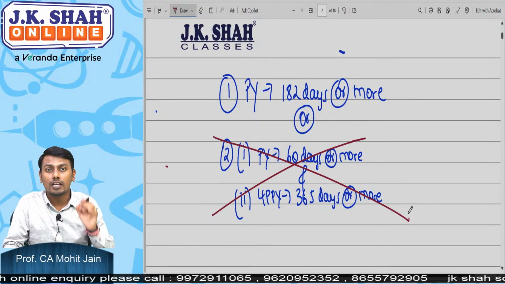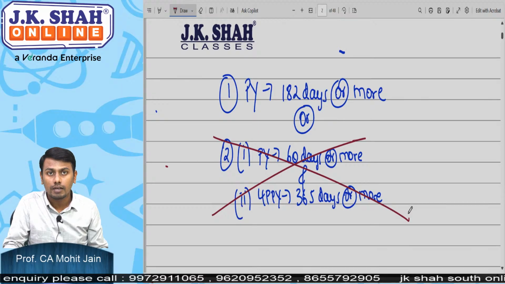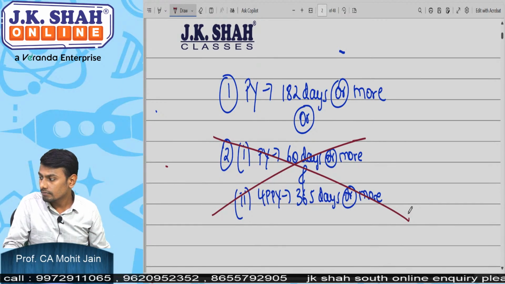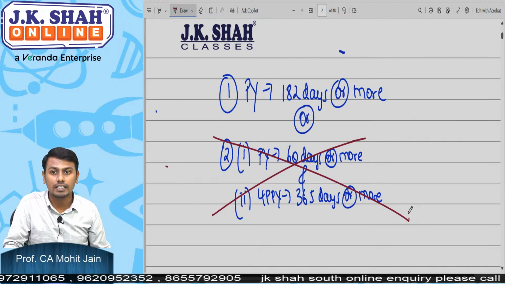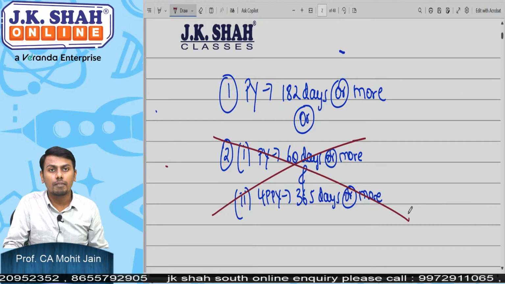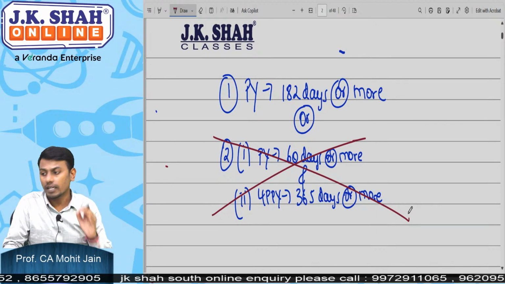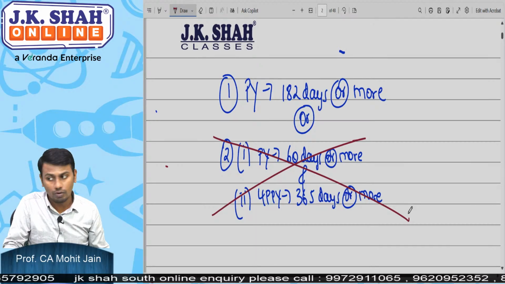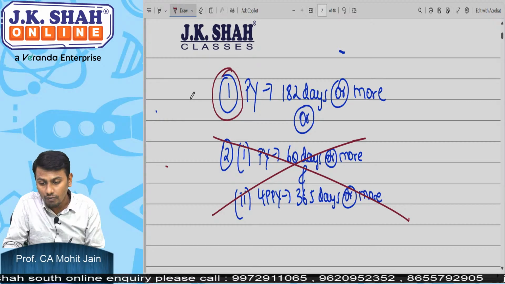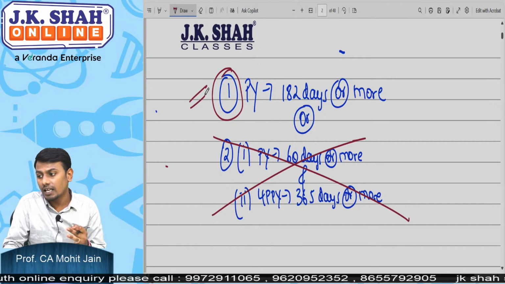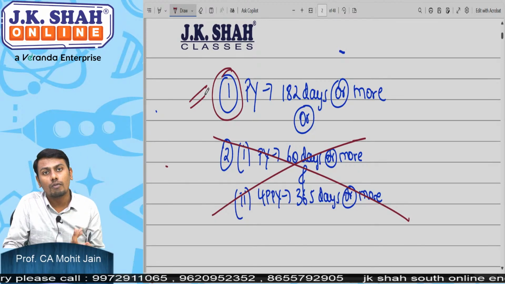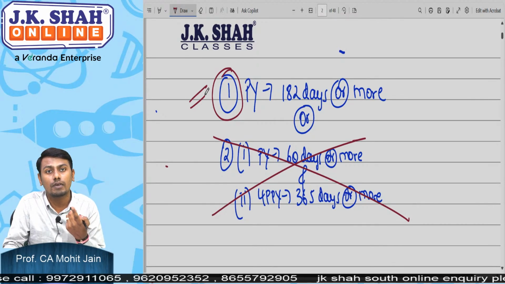If basic condition number 2 is not applicable, then in order to determine the residential status, what will you check? Income? No. People, you will only check basic condition number 1, because in these 3 cases, basic condition number 2 is not applicable. So you will only check basic condition number 1.